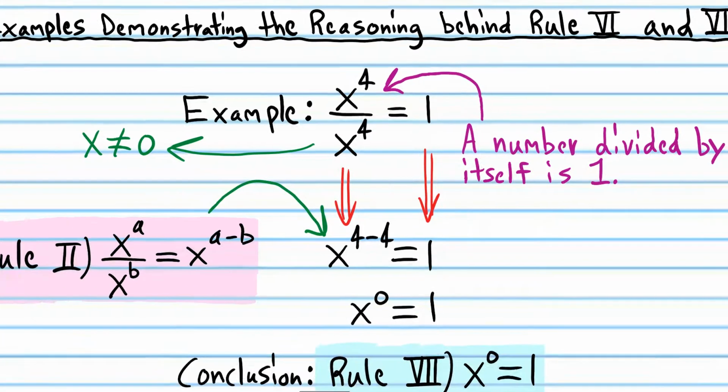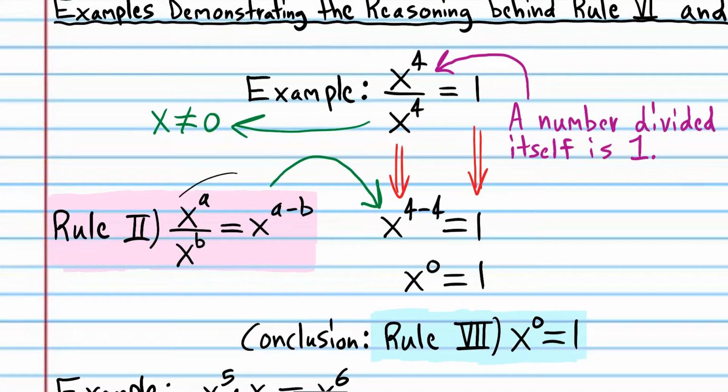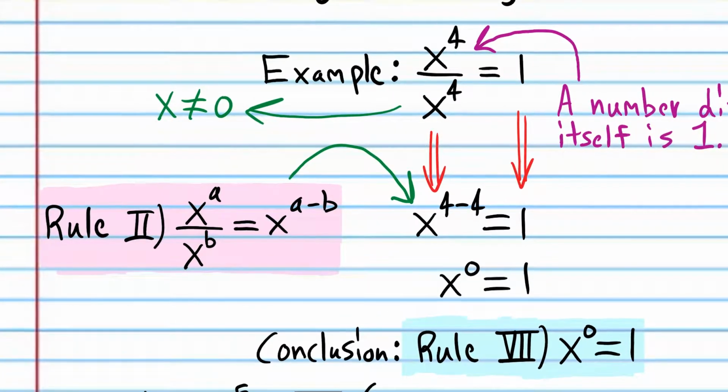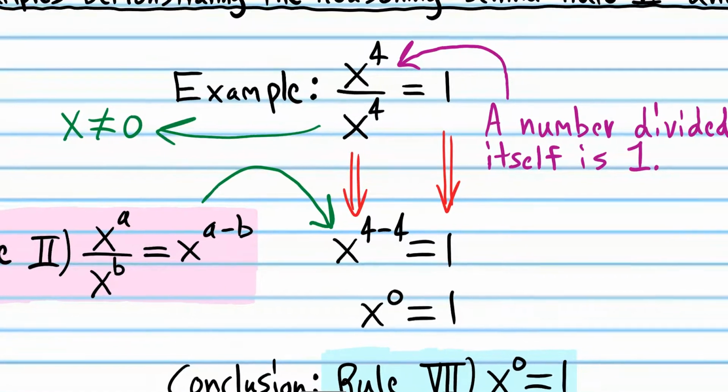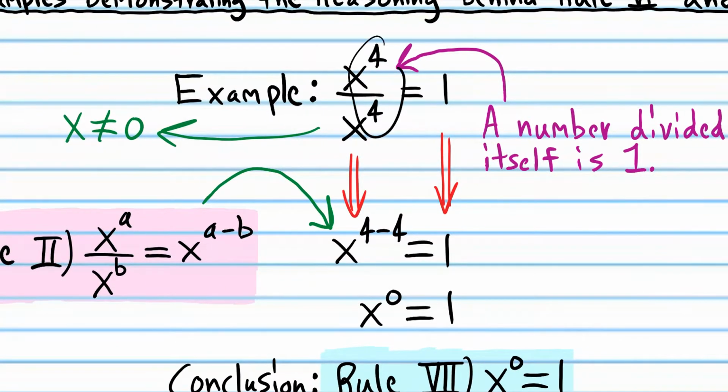Now, you see this rule over here, rule number 2? Remember what we said about the powers when you're dividing powers? You just subtract the exponents. If the bases are the same, you just subtract the exponents. Well, let's do that right here. Let's subtract these exponents. So now it changes.